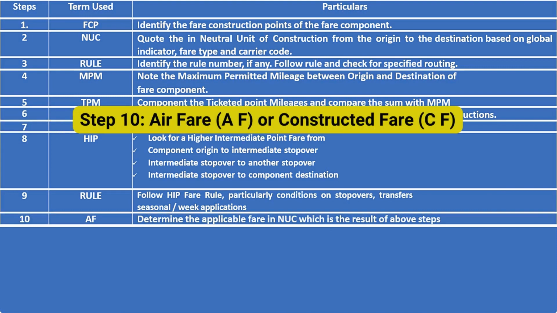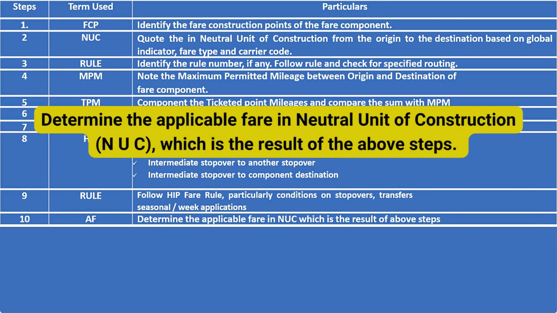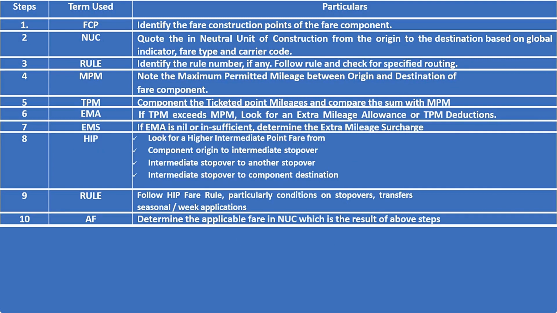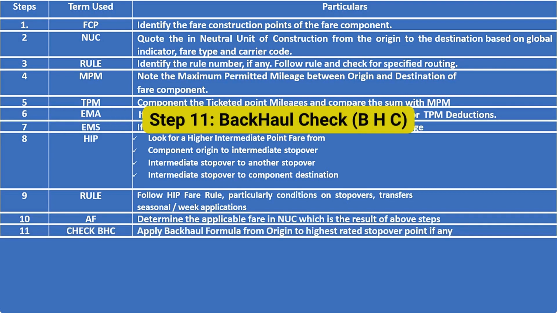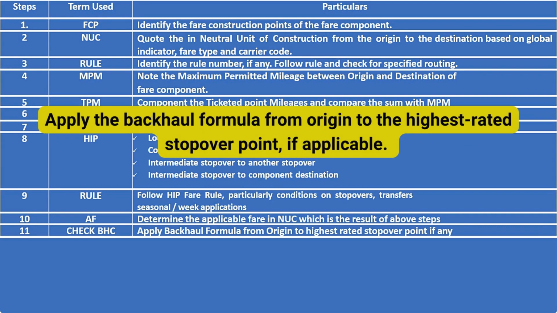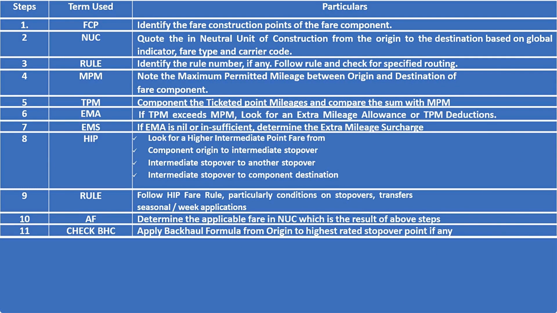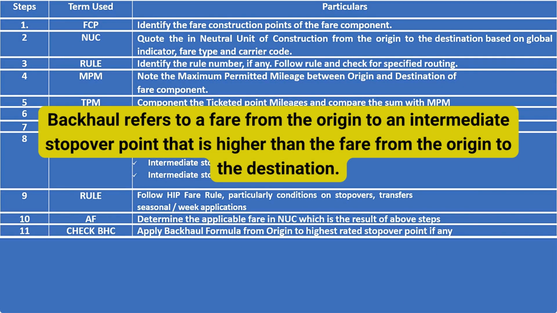Step 10. Airfare, AF, or constructed fare, CF. Determine the applicable fare in neutral unit of construction, NUC, which is the result of the above steps. This fare is known as the constructed fare. Step 11. Backhaul Check, BHC. Apply the backhaul formula from origin to the highest rated stopover point, if applicable. Backhaul refers to a fare from the origin to an intermediate stopover point that is higher than the fare from the origin to the destination.